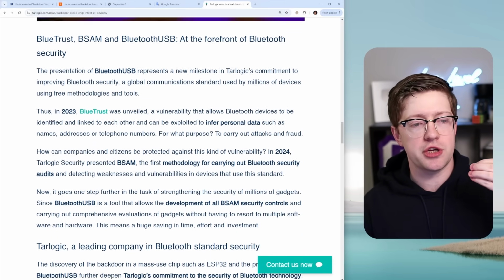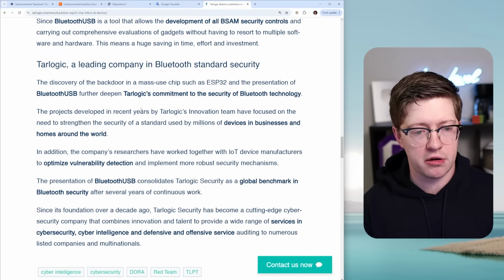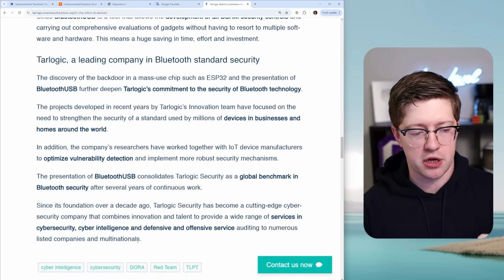And they don't really hone in too much on the ESP32 problem and kind of just say, yep, also, we are the best at Bluetooth security and you guys should come work with us.